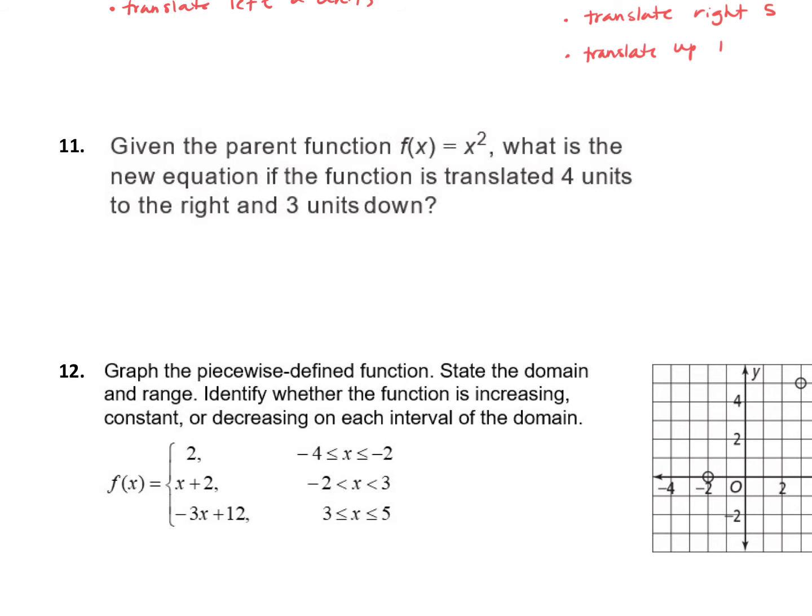All right, so number 11, given the parent function f of x equals x squared, what is the new equation if the function is translated 4 units to the right and 3 units down? So we're going to take our x squared, and translating 4 units to the right is going to shift your x's. That's a horizontal translation. So remember, it's tricky x. Normally to the right we would say x plus 4, but because it's tricky, we need to say x minus 4. The squared goes on the outside of that, and then to go 3 units down, we just subtract 3 off on the end.